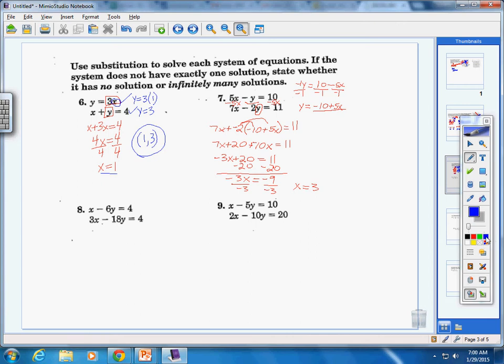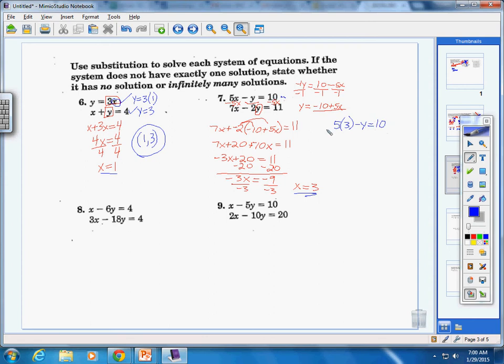Now, step 2 is done. Take this value, plug it back into one of our original equations in place of x. So I'm going to choose the top equation. So instead of 5 times x, I'm going to say 5 times 3 minus y equals 10.